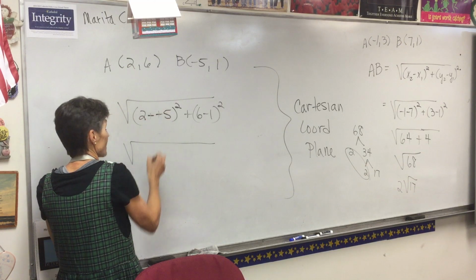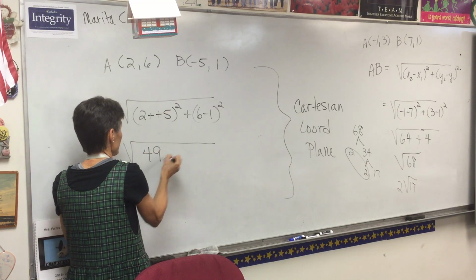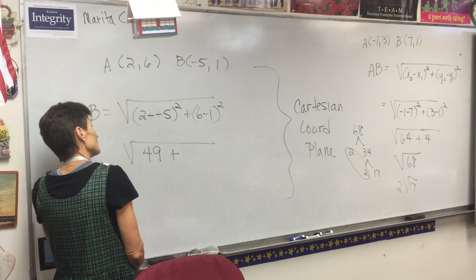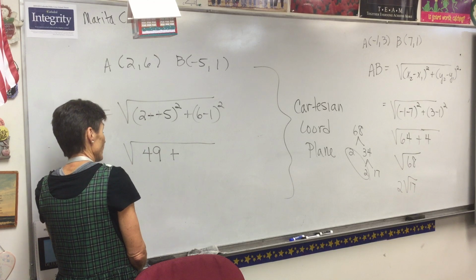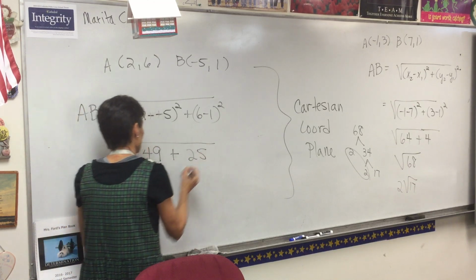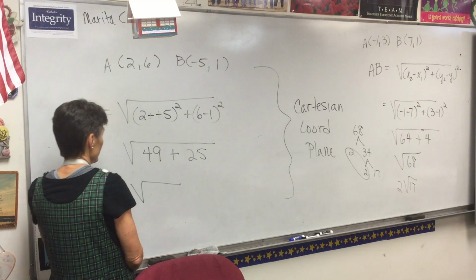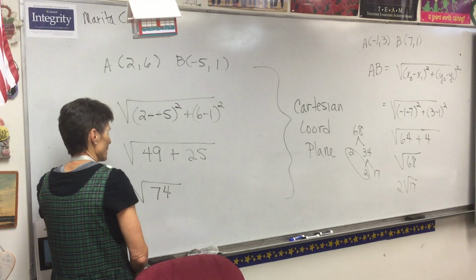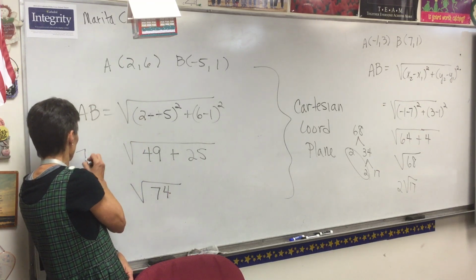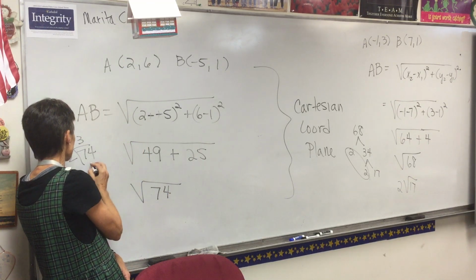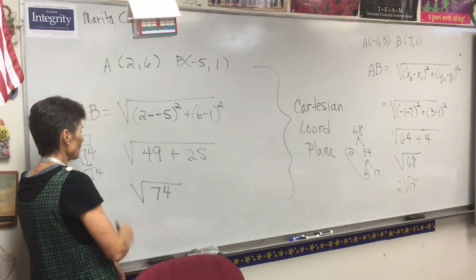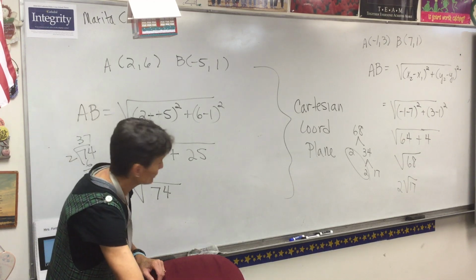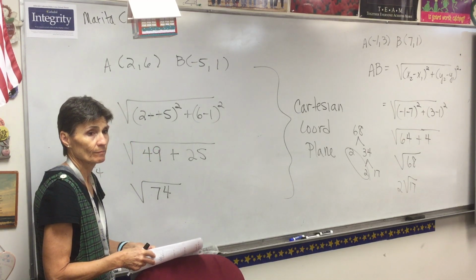So what's 2 minus negative 5? 7. 7 squared is 49. 6 minus 1, 5 squared, 25. Add them up, 49 and 25. What is that? 74. And 74, I think, is 2 times 37. So guess what? That one doesn't break down. So we're good with the square root of 74.